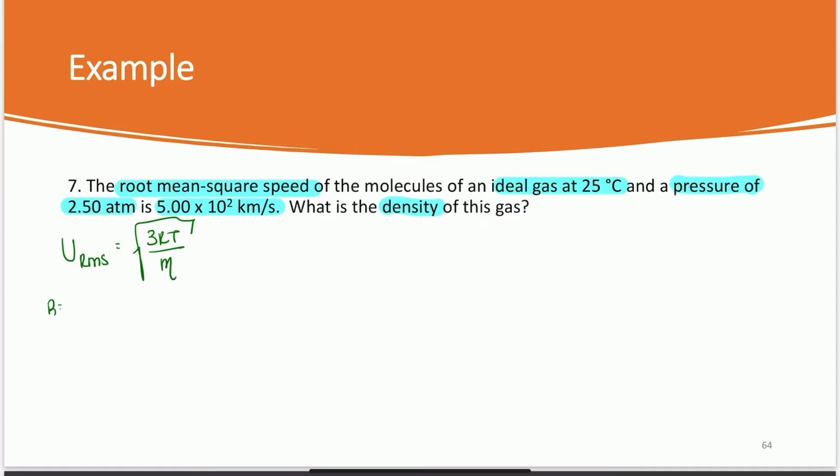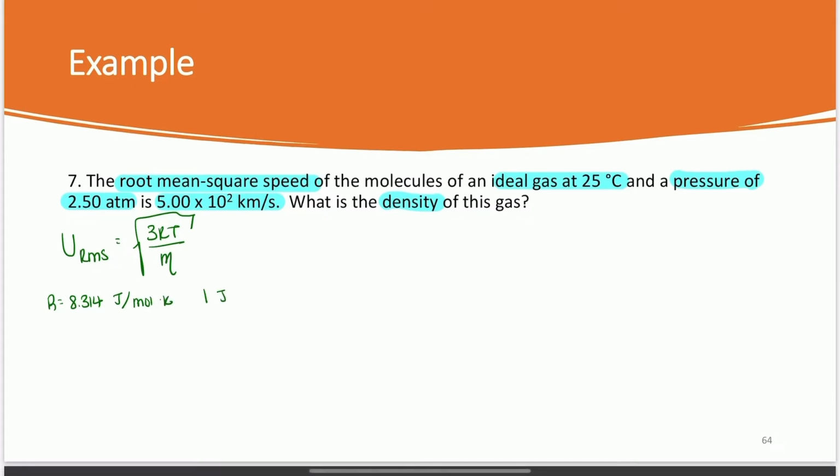For this, R is the other version, 8.314 joules per mole K. Remember, 1 joule is equal to 1 kilogram meter squared per second squared. Temperature here, 25 degrees C, is 298 K. And I'm solving for molar mass. And your root mean square speed is equal to 5.00 times 10 to the second kilometers per second.